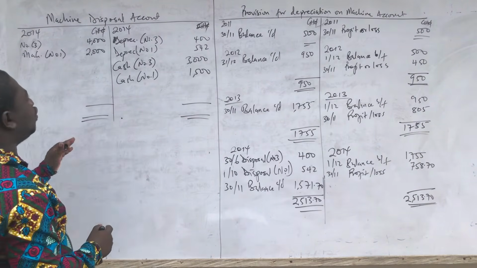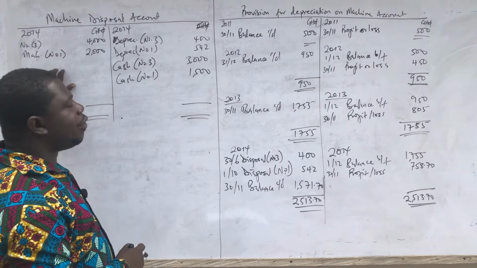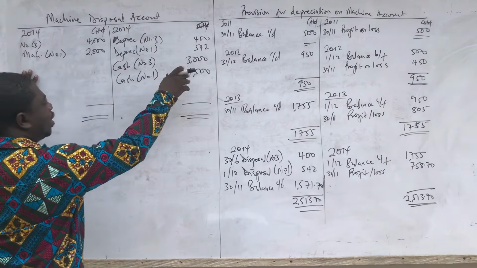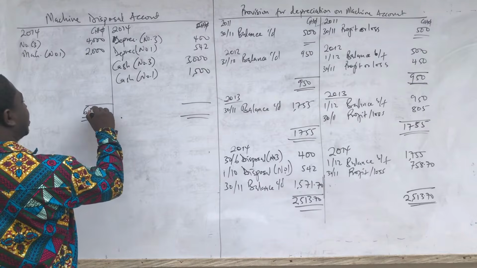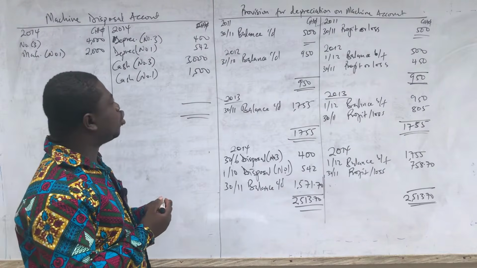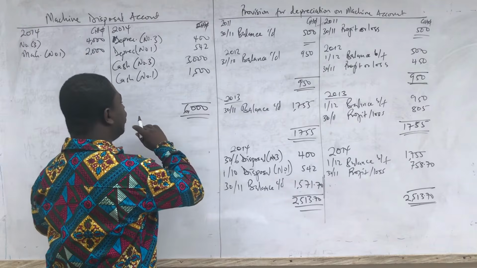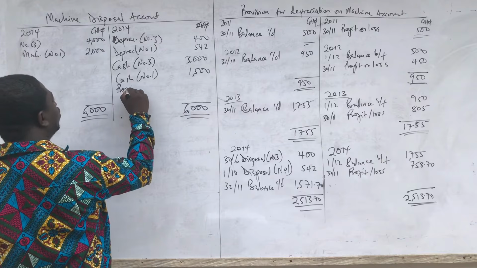So we are going to find the difference. If we have more here than what we have here, then we are making a profit on disposal. If the debit exceeds the credit, we are making a loss on the disposals. The debit side is 6,000, but the credit side is not up to 6,000, and therefore we'll put the total of the bigger side at both sides, and we put the difference as profit or loss.